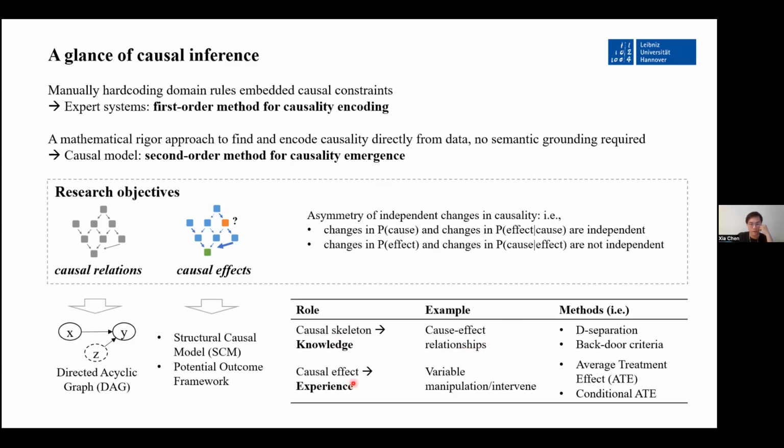And for the causal effect, it depends more on the design case. Once we fix the causal skeleton, we can manipulate the variables without the risk of getting biased results. We normally use the average treatment effect or conditional average treatment effect to quantify that. These two are the methods. I think it's from the potential outcome framework.